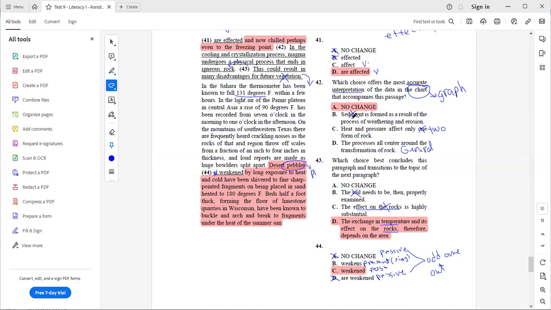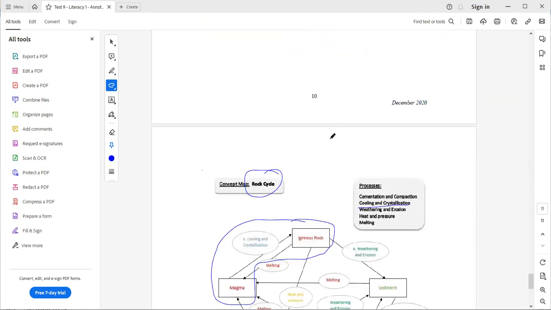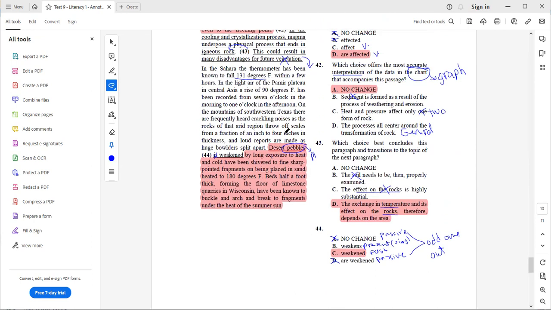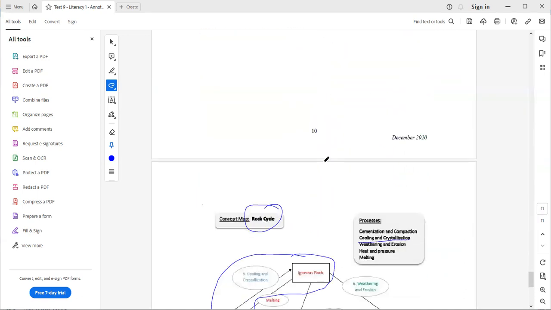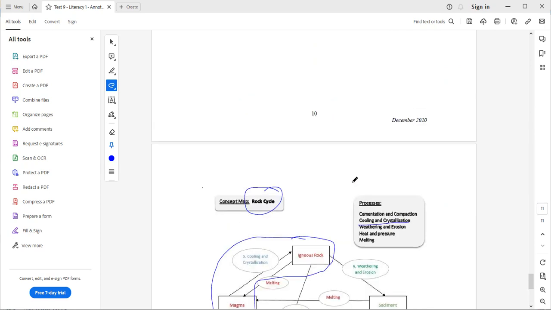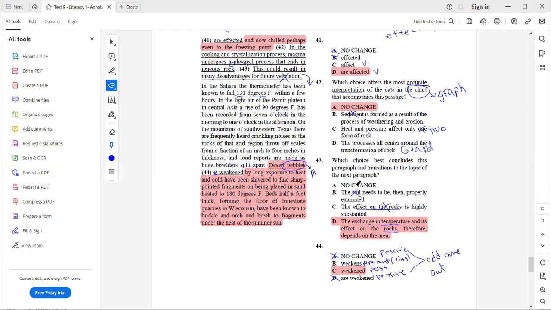If you look at B, he said sediment is formed as a result of the process of weathering and erosion. I know that weathering and erosion are found here, but did we talk about sediment? We are not talking about sediment. Even if it's written here, we're talking about the rock cycle. So it's not. Heat and pressure affect only one form of rock? No. Heat and pressure affect two, not one. There's one here and one here. So this is wrong. Let's look at the last one. The processes all center around the transformation from this general one. So it's better to choose A.